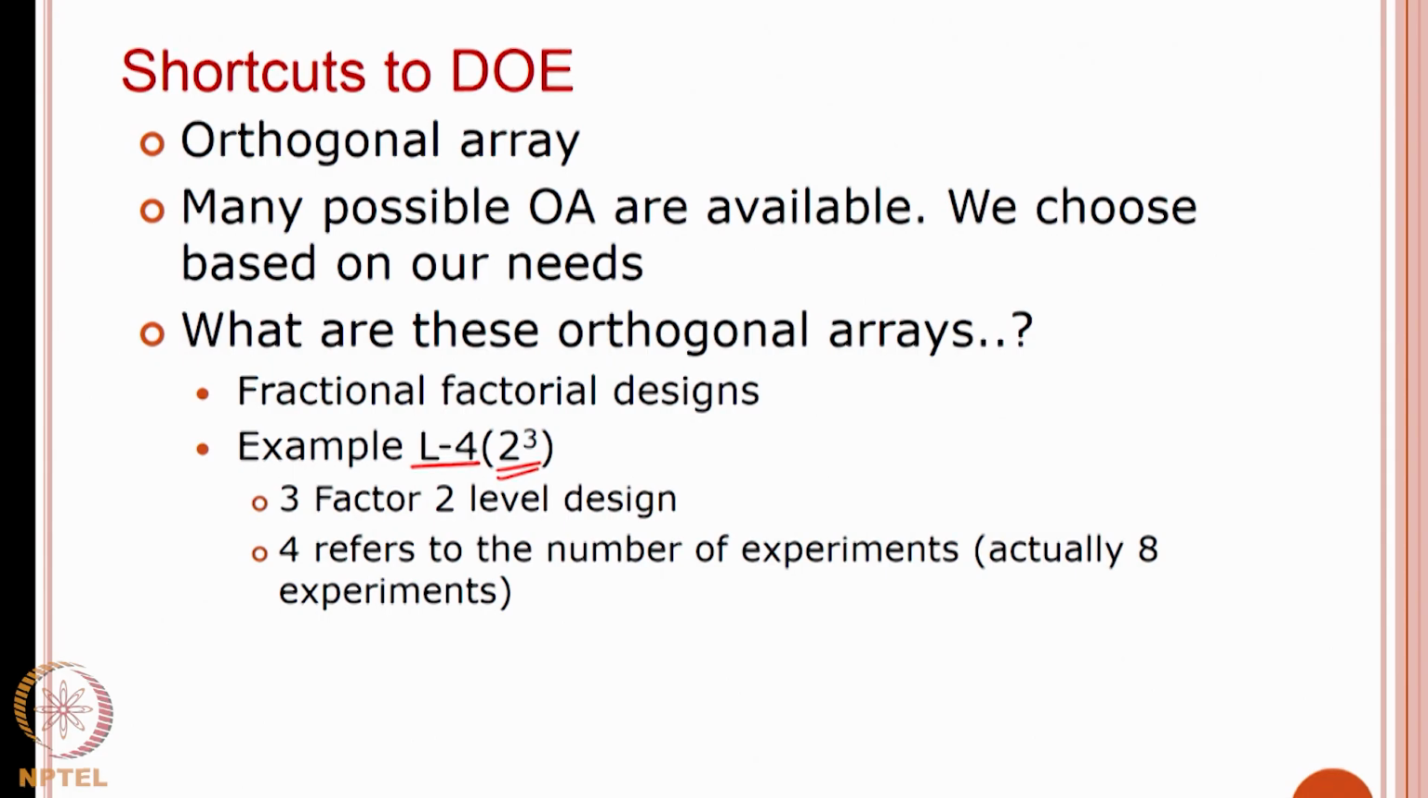But you also need to look for this guy, 2 raised to 3. What it is saying is actually 8 experiments can be reduced to 4 experiments. So, it is a half fractional factorial. In some cases you can also do 2 raised to 4, which means 16 experiments can be reduced to 4 experiments, which is 1/4. Instead of 16 experiments you will do 4 experiments.